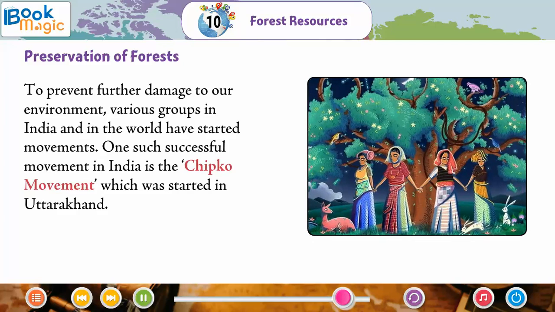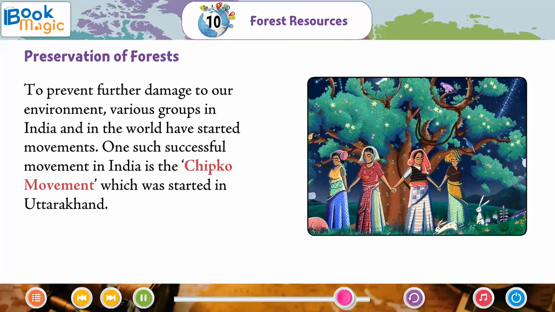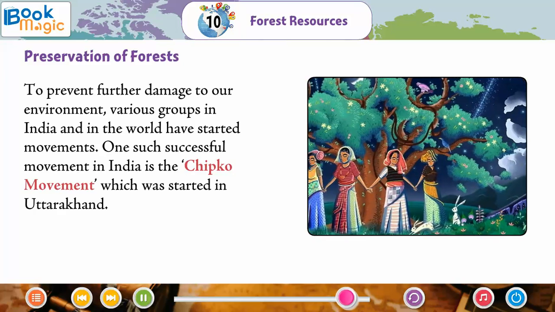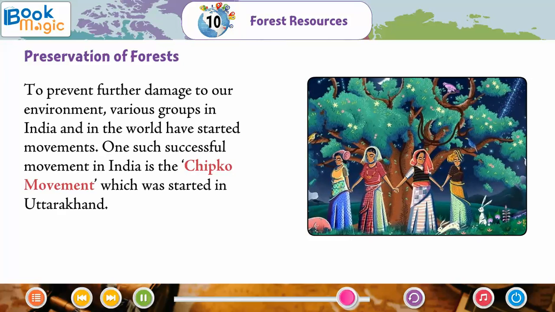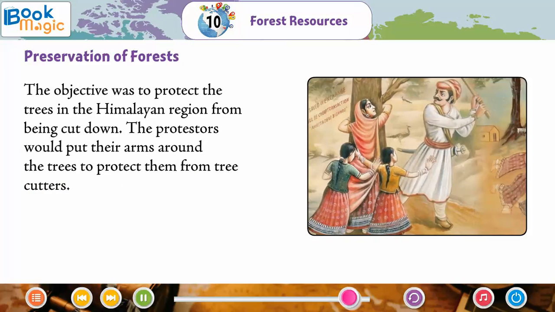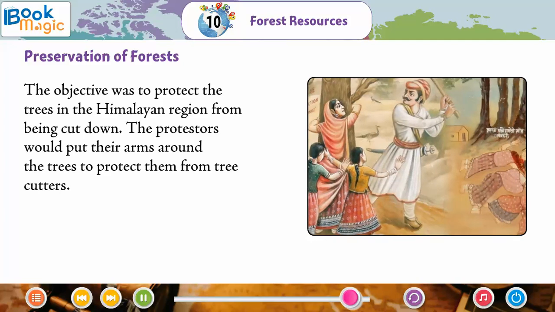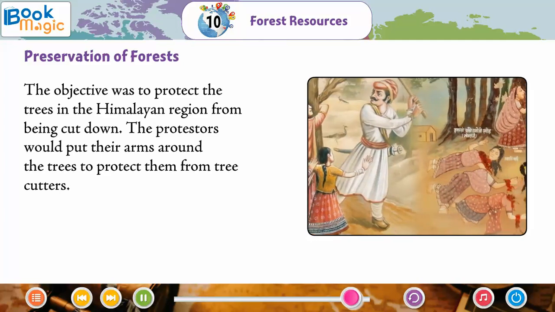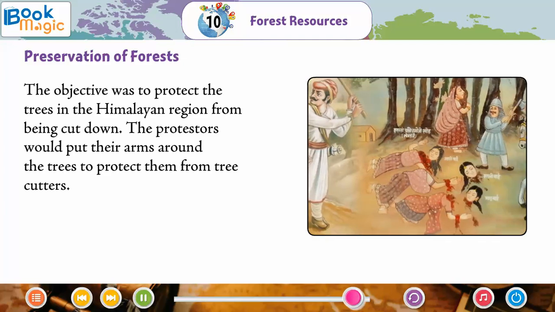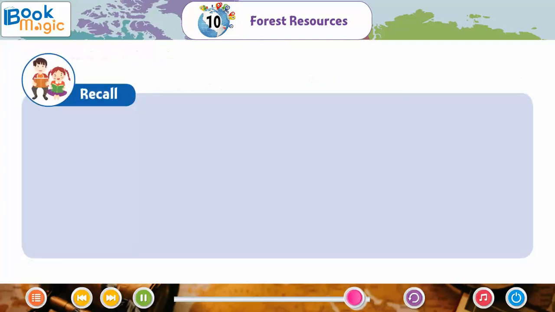To prevent further damage to our environment, various groups in India and in the world have started movements. One such successful movement in India is the Chipko movement, which was started in Uttarakhand. The objective was to protect the trees in the Himalaya region from being cut down. The protesters would put their arms around the trees to protect them from tree cutters.